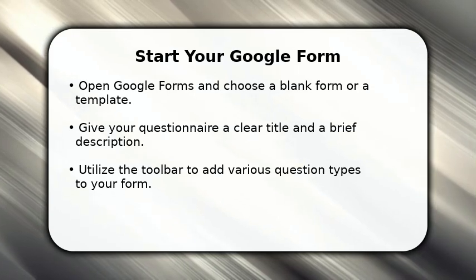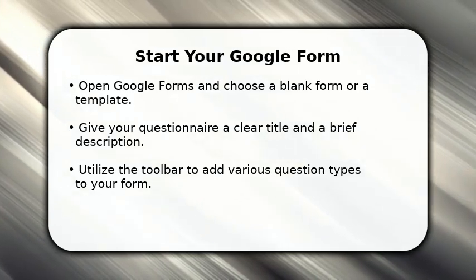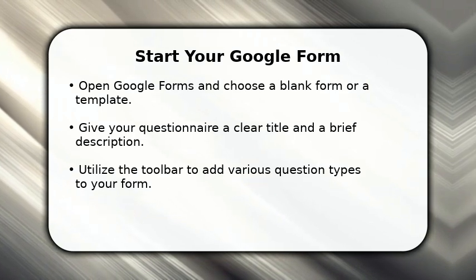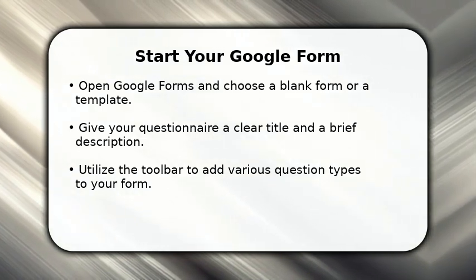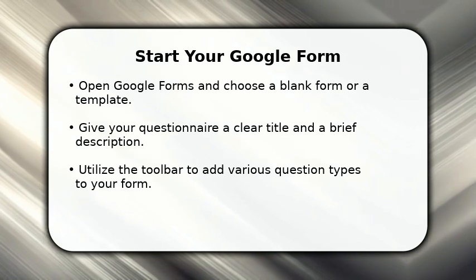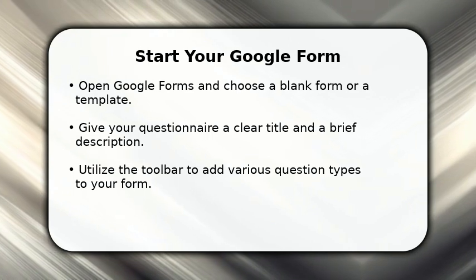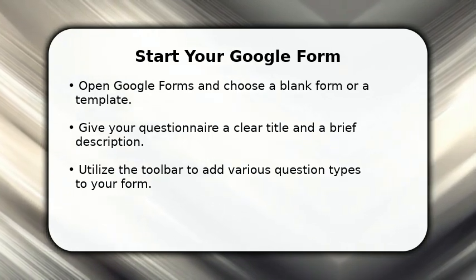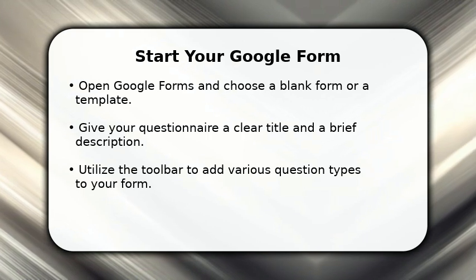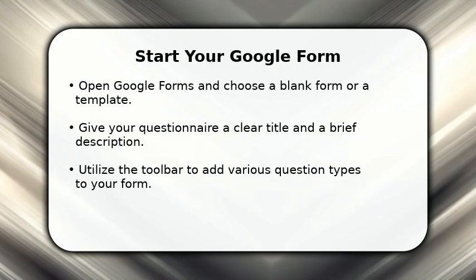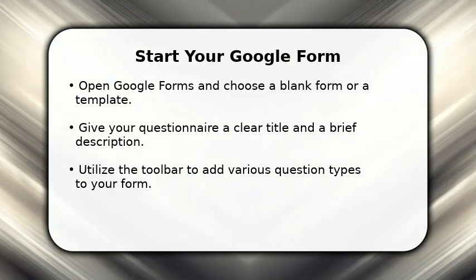In this video, I will explain how to make a questionnaire in Google Forms. First, open Google Forms and select a blank form or a template to begin your survey. Give your questionnaire a clear, concise title and a brief description to inform respondents about its purpose. Use the floating toolbar on the right to add your first question and explore the different question types available.